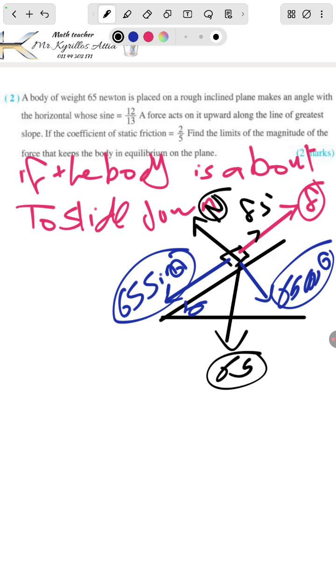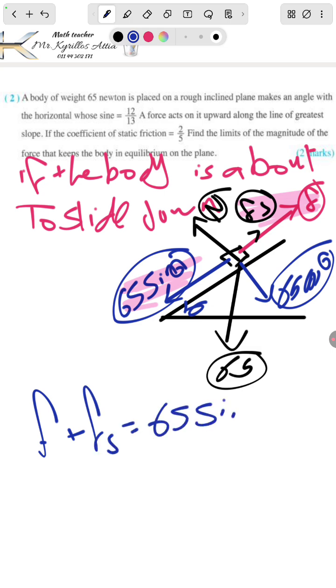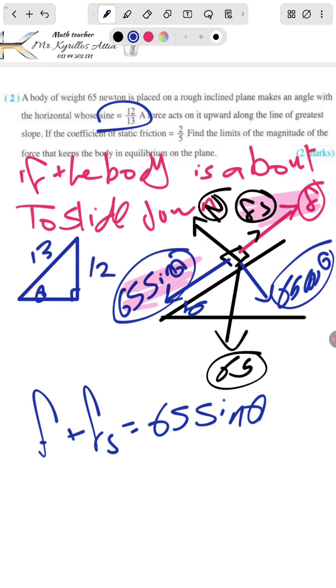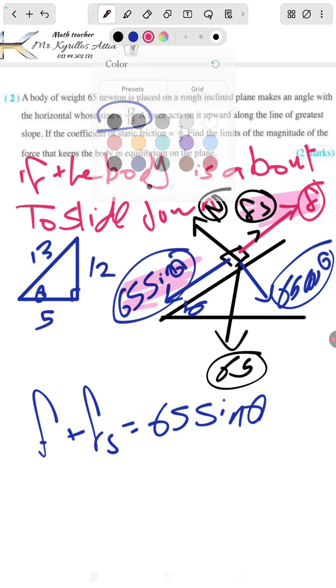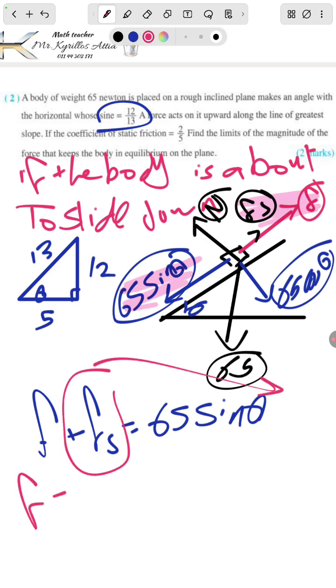Since the body is about to slide down, so F plus Fs, the two forces, equal this force. F plus Fs equals 65 sin theta. I have sin theta equals 12 over 13, so we can draw the triangle. Here theta, sin theta is 12 opposite over hypotenuse 13, so from Pythagoras the other side will be 5. So I need F, we can move Fs to the other side, so F equals 65 sin theta minus Fs.